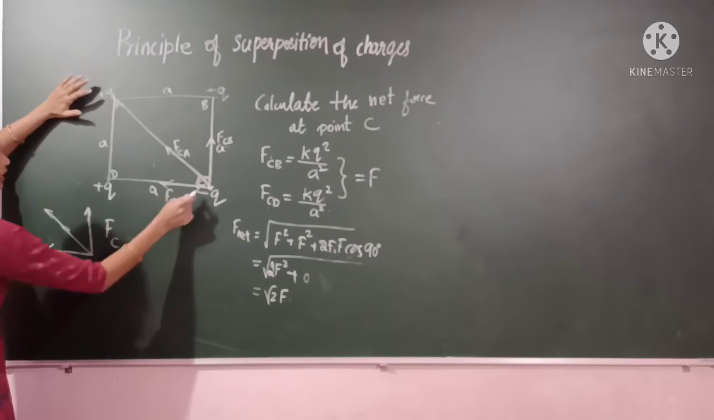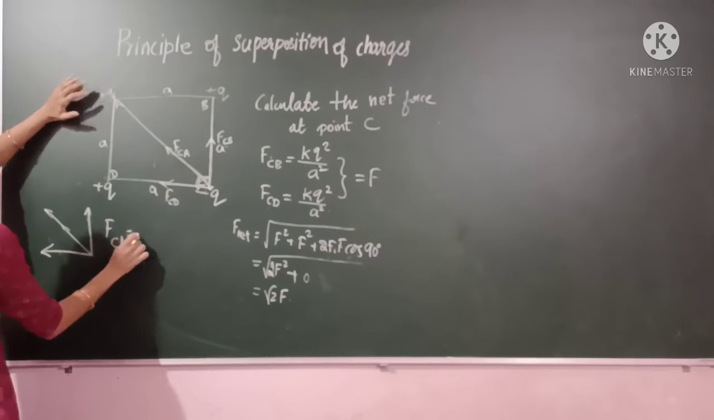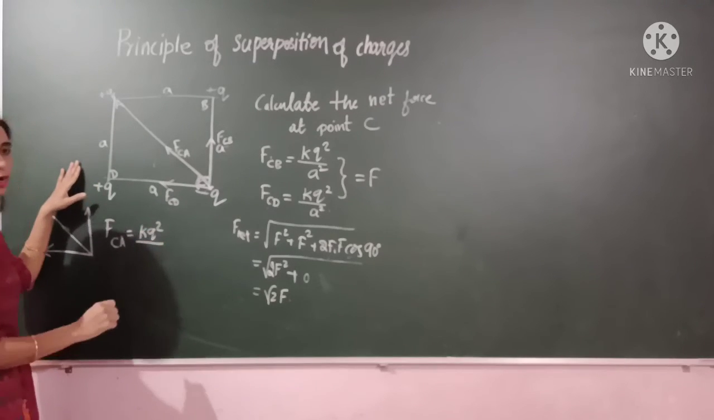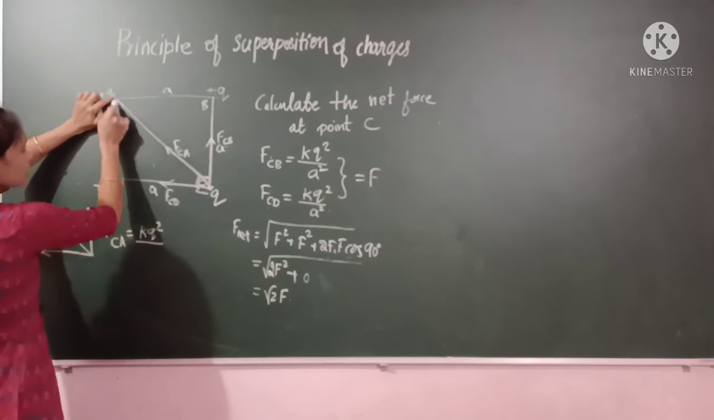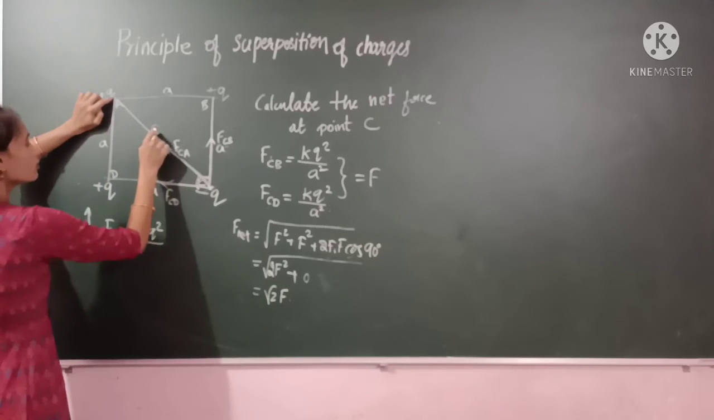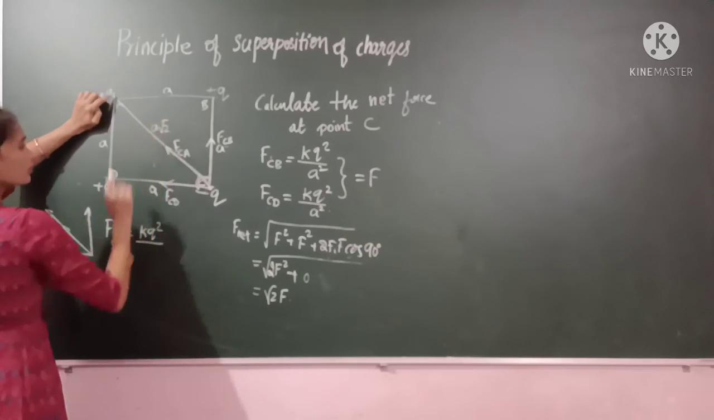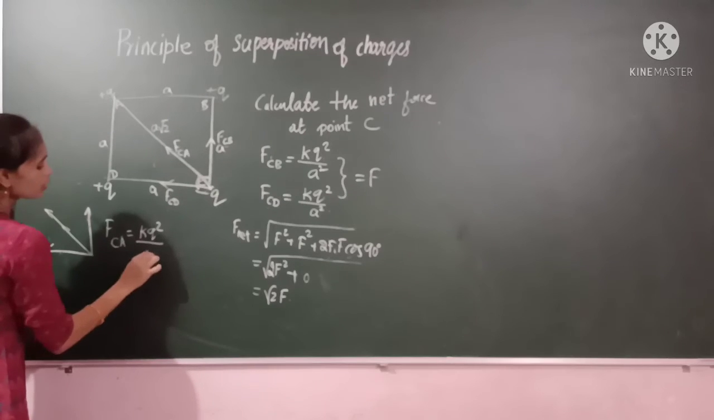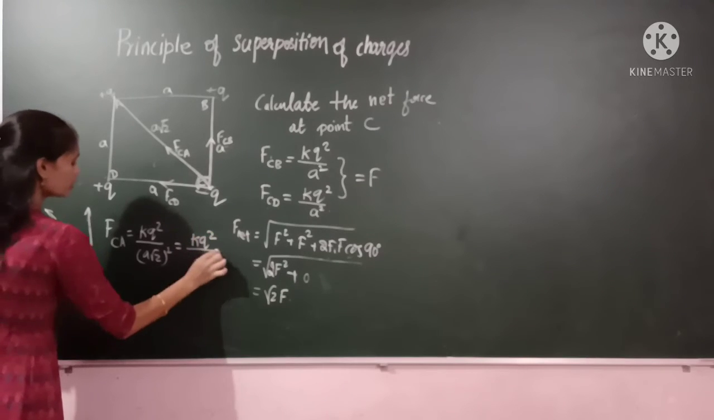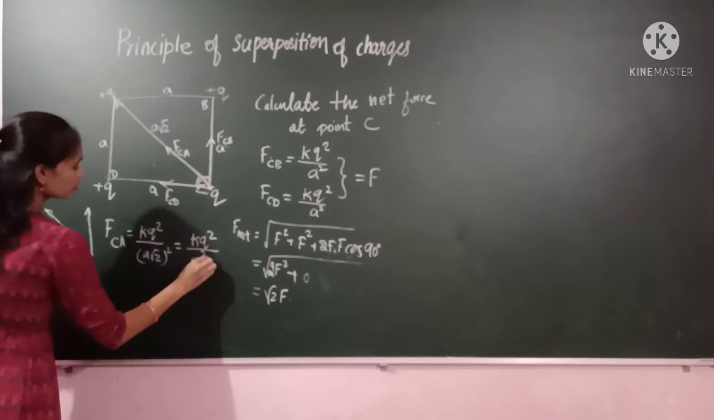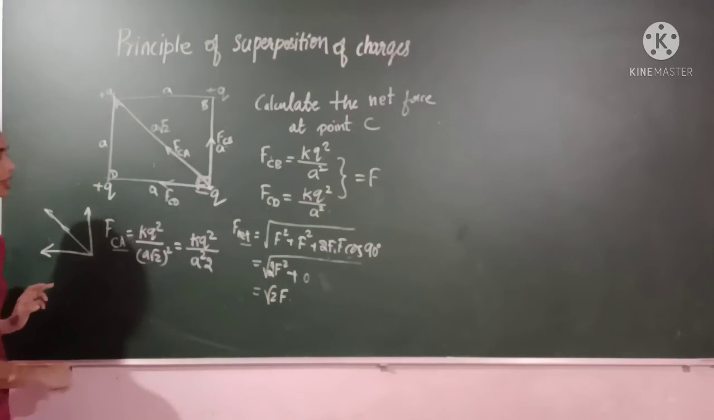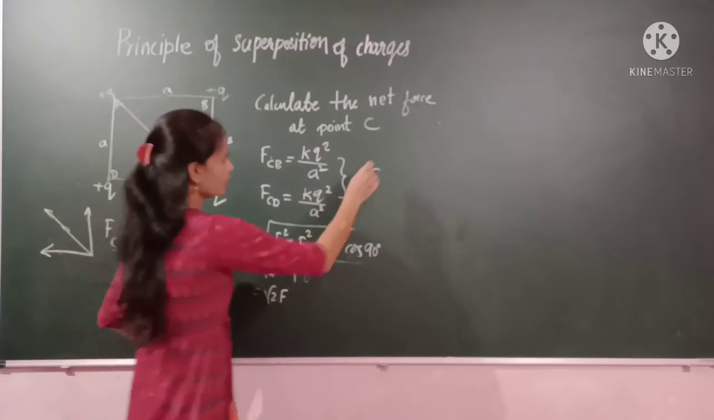The force on C because of the A charge is equal to K, both charges are the same, Q square. Here the distance will be the diagonal. How to calculate this diagonal? By Pythagoras theorem we can calculate the diagonal. So this diagonal will be A root 2. So K into Q square divided by A root 2 whole square is equal to K Q square divided by 2 A square. Okay. Now this force and this force we have to add.